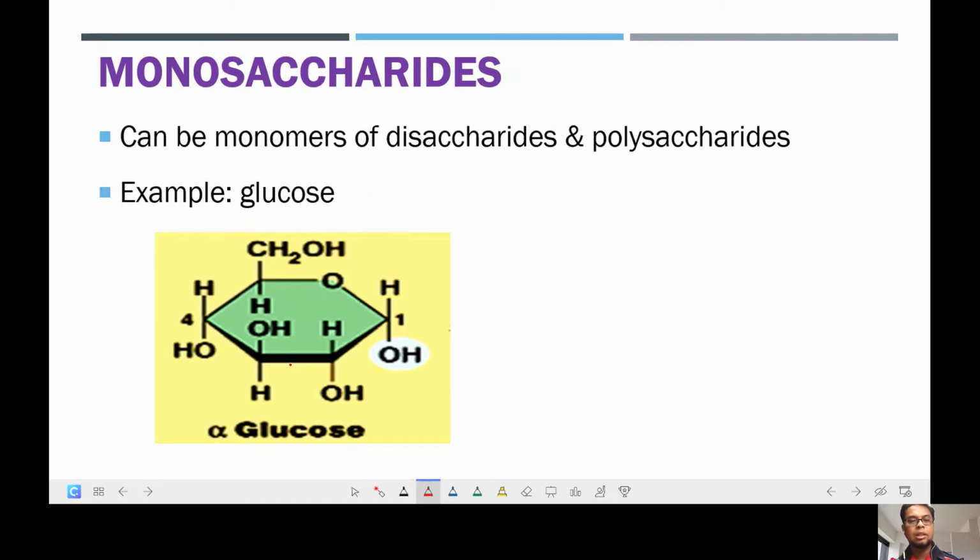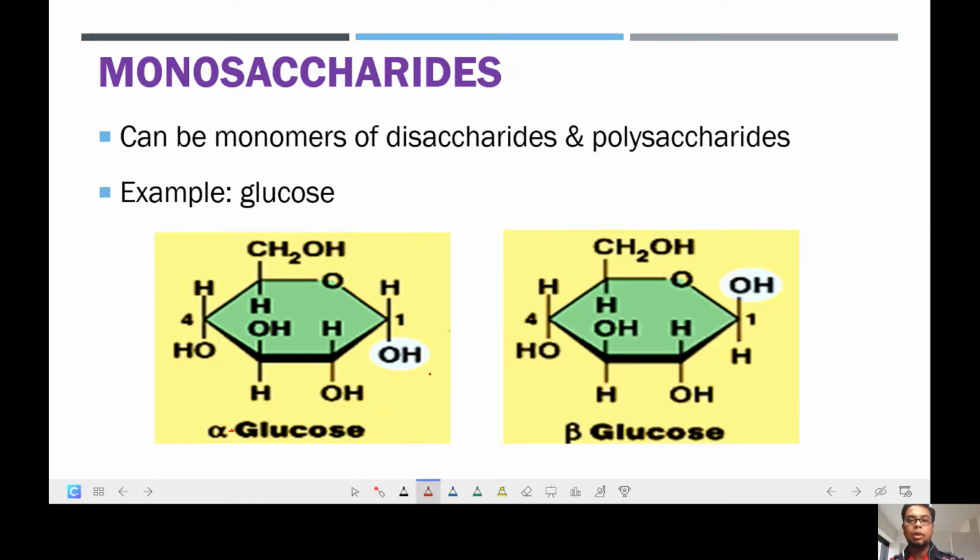And this is actually the ring structure of a particular type of glucose, which we call the alpha glucose molecule. And there is actually another type of glucose that we might need to know. Over here, on the right hand side, we can see another type of glucose molecule. We call it the beta glucose molecule. The alpha glucose and the beta glucose molecules are actually isomers, meaning that they are very, very similar to each other. So what's the difference?